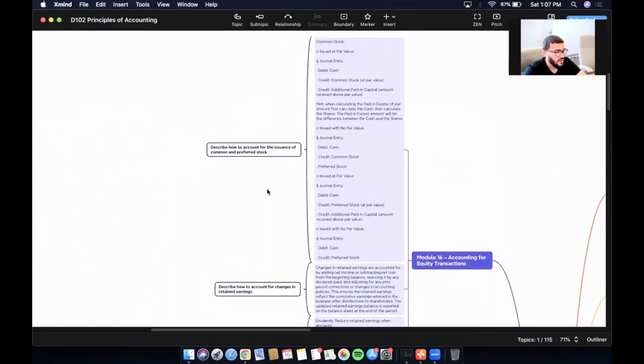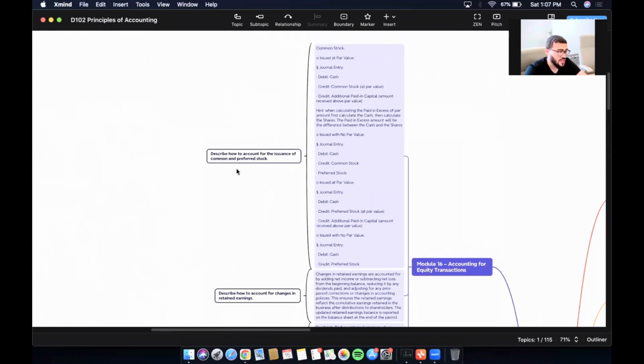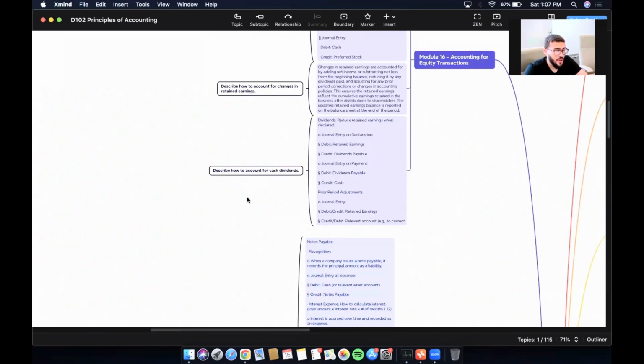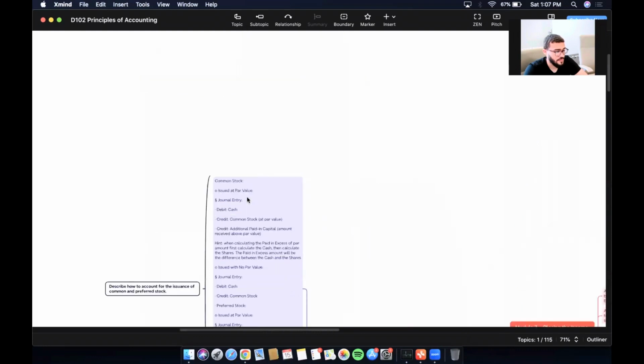So describe how to account for the issuance of common and preferred stock. Make sure you know about your par value and the logistics around preferred stock, like which shareholders have more of a priority. Is it common or preferred stock? Preferred. Describe how to account for changes in retained earnings. And describe how to account for cash dividends.